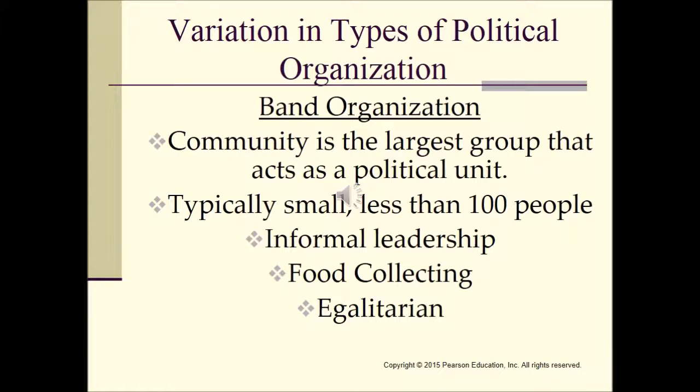Achieved qualities like being a good hunter, or maybe just someone who is respected by the group for their wisdom, who may be somebody who leads under certain circumstances but is not a formal leader. Again, they're egalitarian, so no social stratification, and usually foraging type societies. And most likely, since humans were foragers for most of our time on Earth, this is probably the original type of political organization that we see for humans.